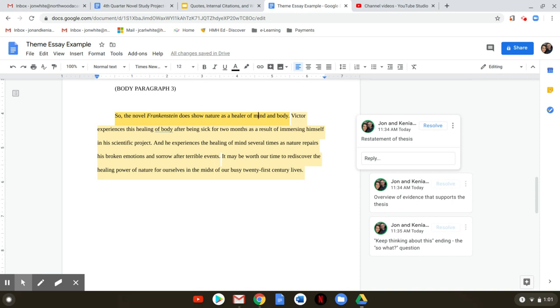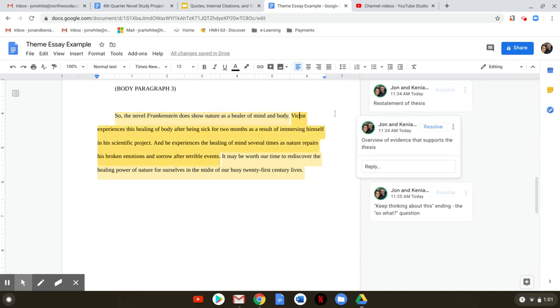Well, Mr. White, remind us why. Don't mind if I do. Victor experiences this healing of body after being sick for 2 months as a result of immersing himself in his scientific project. Okay, so that was what my second body paragraph was going to be about.